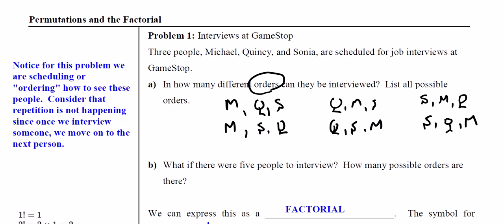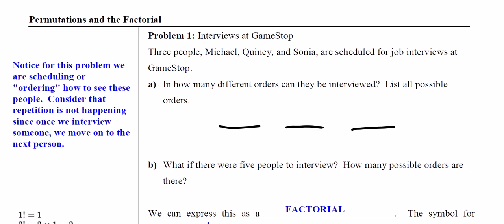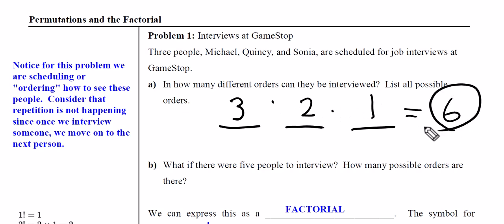Now we've established that mathematics is really convenient because it can help us figure this out without having to write them all out. So how many options for the first interview? Well, I have Michael, Quincy, or Sonia. That's 3. And if I were to interview one of them, that leaves 2 of them. And then that'll leave one more person at the end. And of course, if we multiply this out, that's a 6 for the answer, which we already know because we actually listed all the possible ways we could interview the 3.